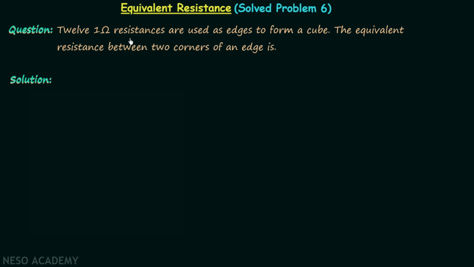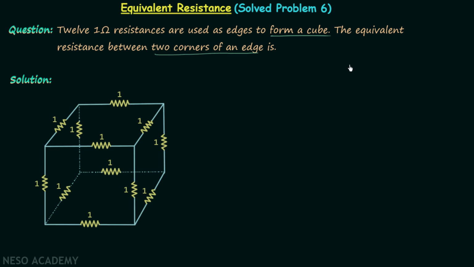12 1 ohm resistances are used as edges to form a cube. The equivalent resistance between two corners of an edge is... In the last lecture, we calculated the equivalent resistance between the two corners of the space diagonal, and now we are required to calculate the equivalent resistance between two corners of an edge.